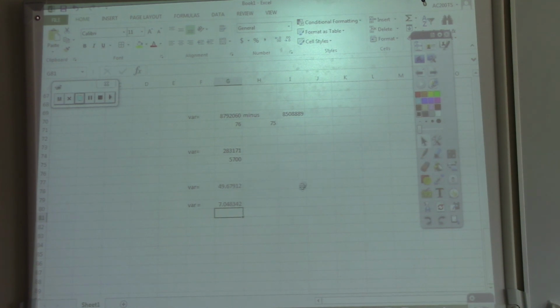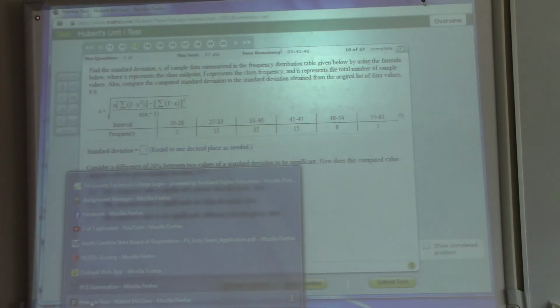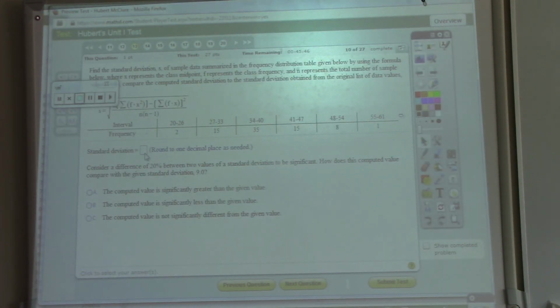All right, so what does the question ask? Let's go back to the handy dandy question. Standard deviation is what? 7.05. Wait. Well, 7.1. Consider a difference of 20% between two values of the standard deviation to be significant. How does this computed value compare to the given standard deviation?